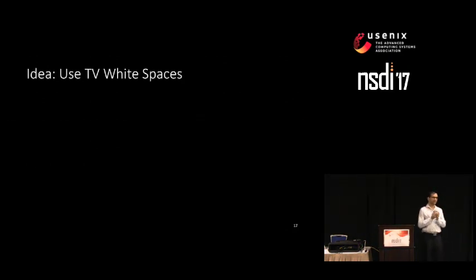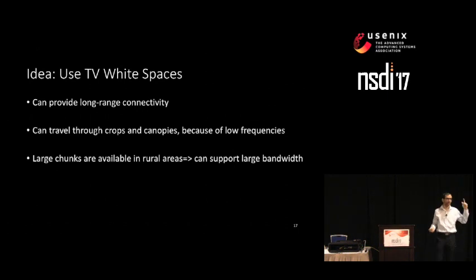Our idea is to use TV white spaces. TV white spaces are unused parts of the TV spectrum, and researchers have recently shown that you can use them to provide Wi-Fi-like connectivity. So our insight was that we can use these TV white spaces to enable connectivity for sensors on the farm. And that works great for us for 3 reasons. One, they can provide long-range connectivity. TV white spaces work over long ranges like 10 miles. Since they operate at lower frequencies, they can travel through crops, canopies, and forests. And finally, since these farms are in rural areas, there are large chunks of free TV spectrum available. So you can utilize all of that to provide high bandwidth connectivity for the farm.